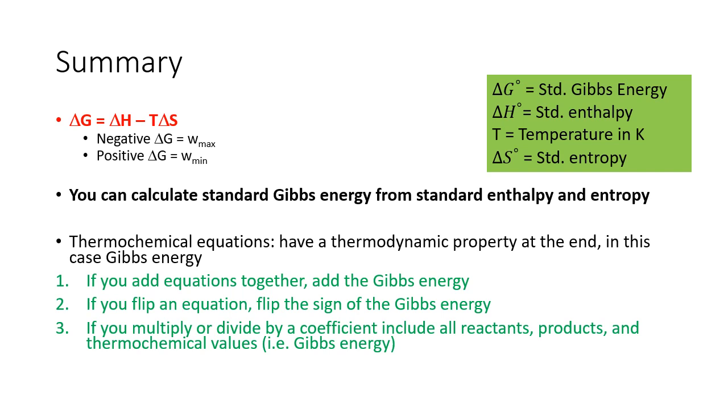And finally, when we're manipulating thermochemical equations, which are equations that have a thermodynamic property at the end, if you add the equations together, add the Gibbs energy. If you flip the equation, flip the sign of the Gibbs energy. If you multiply or divide by a coefficient, include all reactants, products, and the thermochemical value when you do that. All right, that is a summary of all the Gibbs energy definitions. Well, the definition of Gibbs energy.